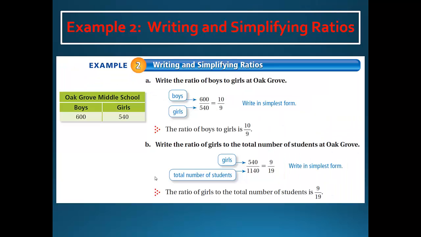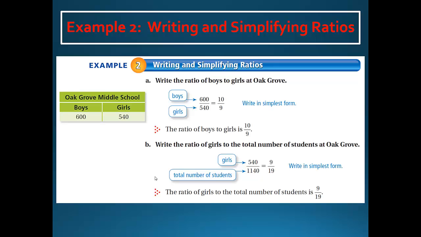For our second example, we're writing and simplifying ratios. For A, write the ratio of boys to girls at Oak Grove. If you look at our table, there are 600 boys and there are 540 girls. So the ratio of boys to girls, we put boys on the top of the fraction and girls on the bottom because boys is listed first, so it would be on the top.